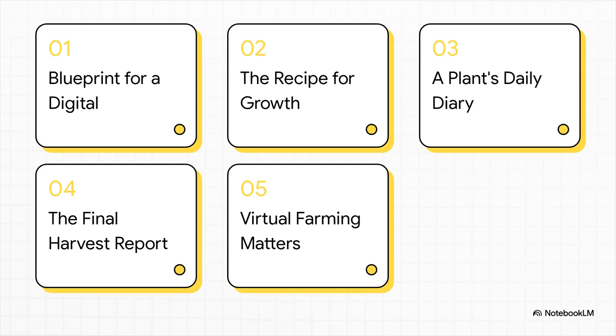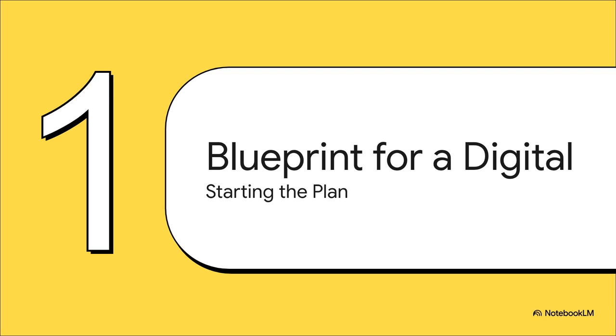So here's the game plan for how we're going to build this thing. First, we'll lay out the blueprint for our digital plant. Then, we'll mix up the recipe for its growth. We'll peek into its daily diary as the simulation runs, check out the final harvest report, and then we'll talk about why any of this really matters. Okay, let's dive right in.